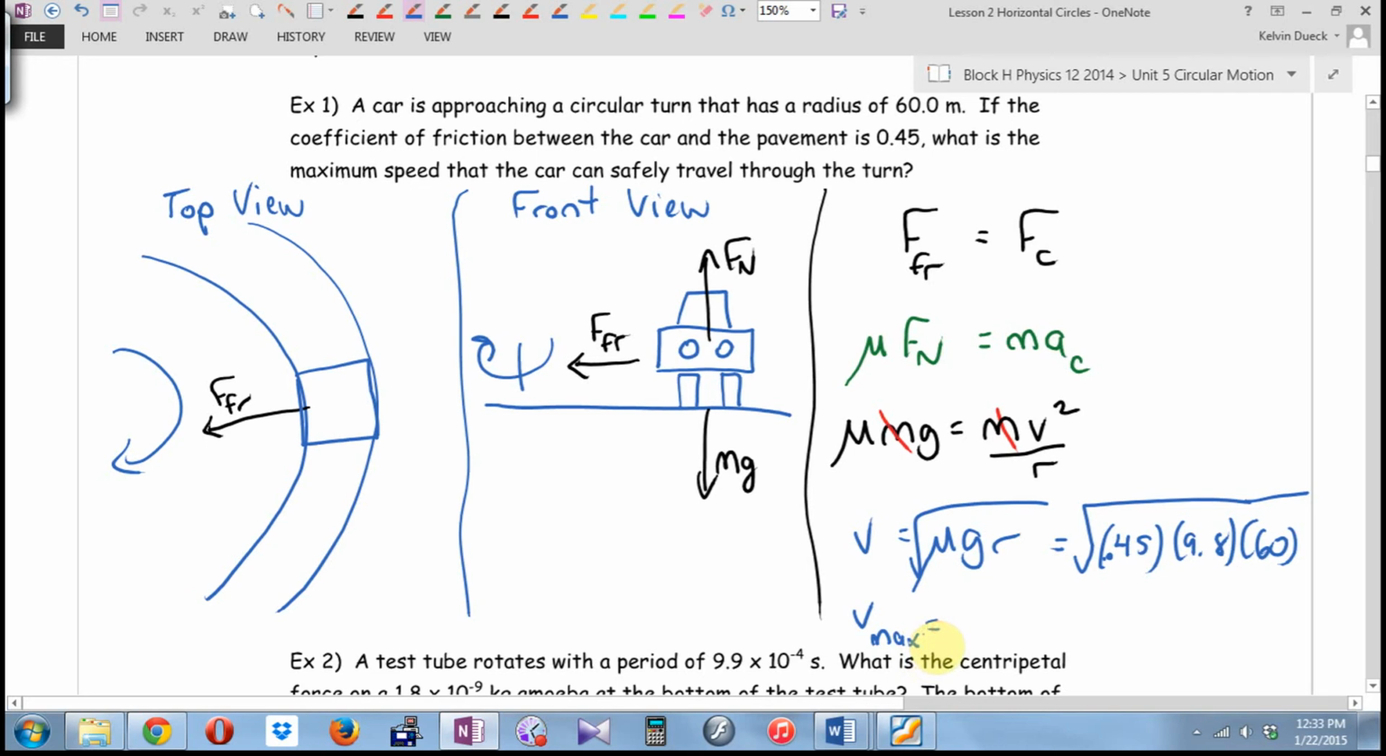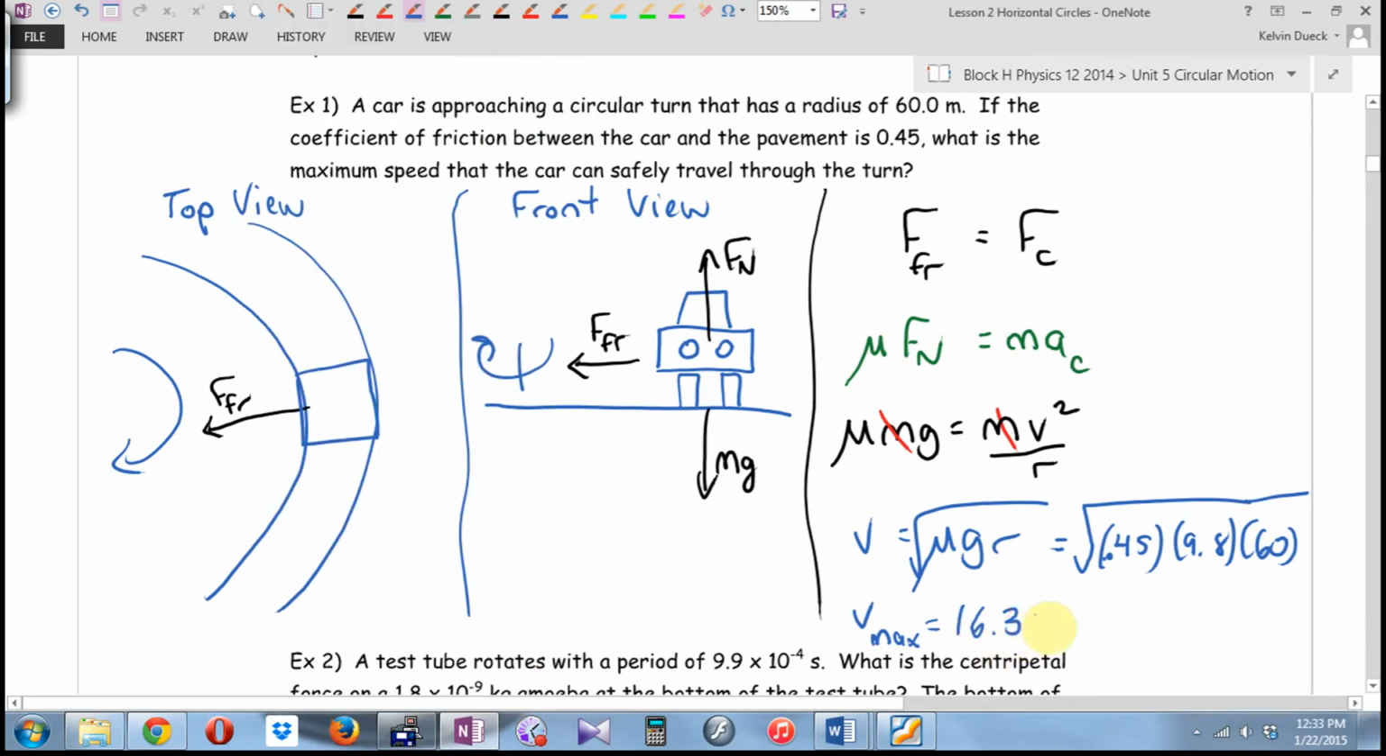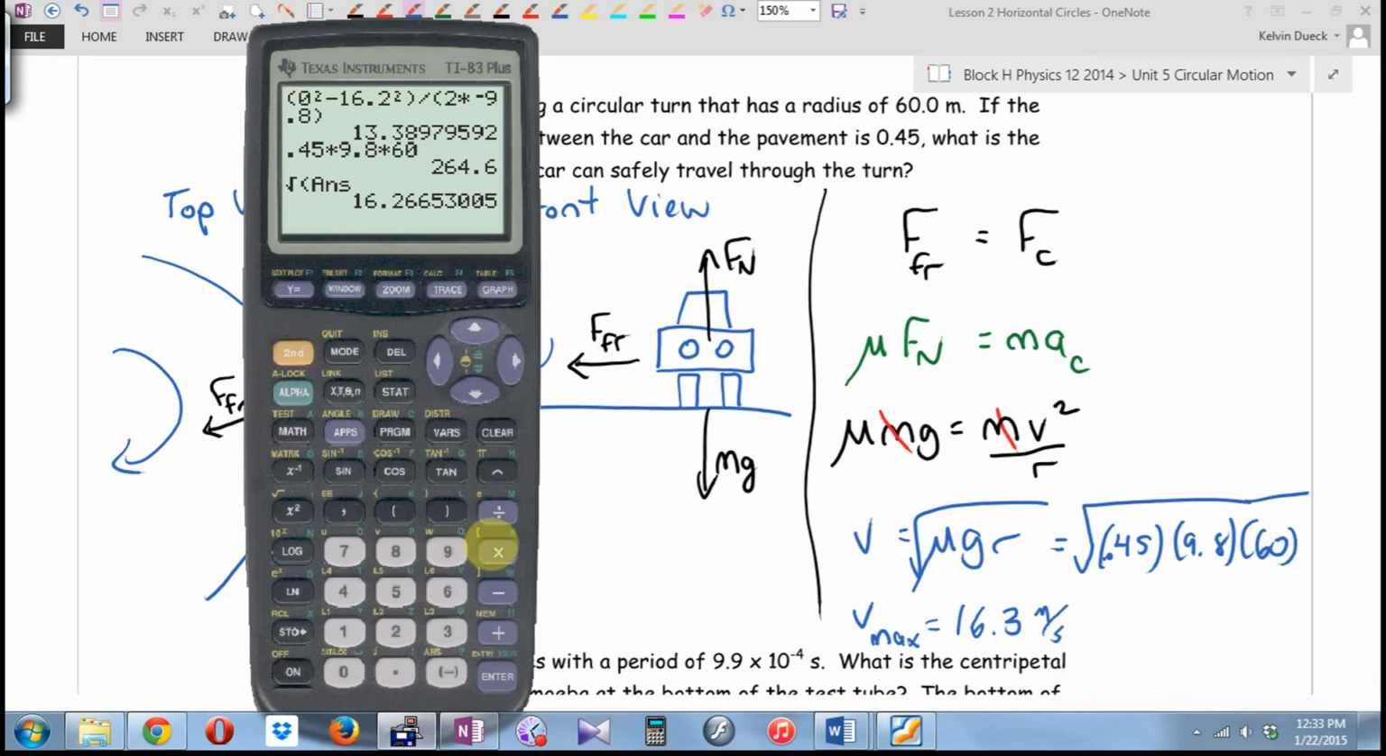What's the maximum speed that I can take this corner at? 16.3 meters per second. Now, I made these numbers up, and they're not great. If you multiply by 3.6, it's saying you can do this at 60 clicks.